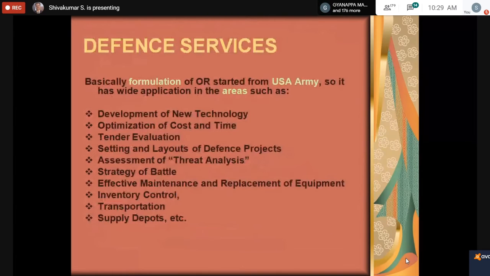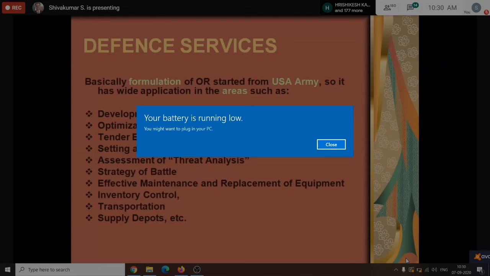Second field, defense services. Basically, the formation of OR started from the USA Army. So it has wide application in areas such as development of new technology, optimization of cost and time, tender evaluation, setting and layouts of defense projects, assessment of threat analysis, strategy of battle, effective maintenance and replacement of equipment, inventory control, transportation, supply depots, etc. These are the major areas in defense services where they use OR.